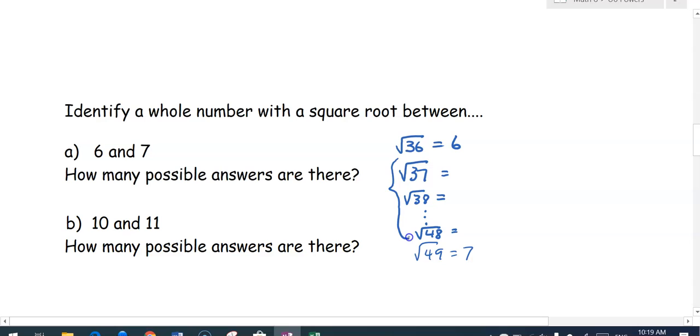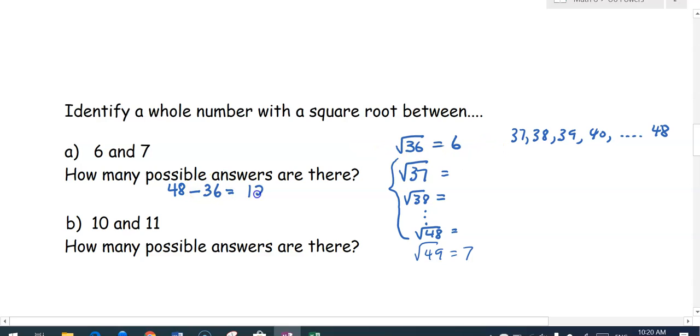So all of these numbers, 37, 38, 39, 40, all the way to 48, have square roots that are bigger than 6 and less than 7 if you take the square root of them. And so we could count how many there are. If you wanted to know how many there are, you could also take 48 and subtract the 36 numbers in front of 37, so 48 subtract 36.